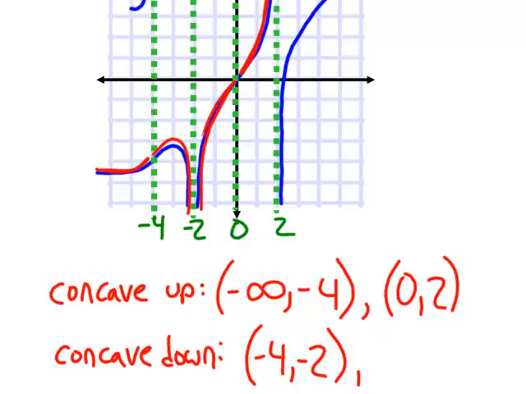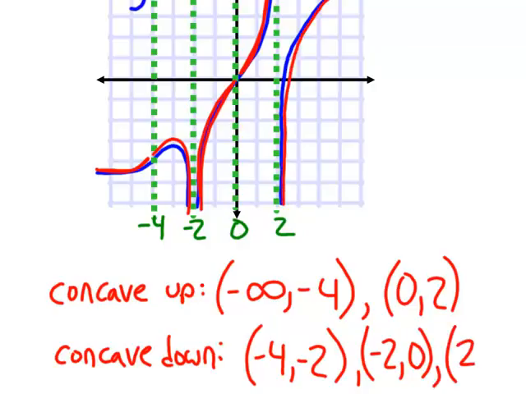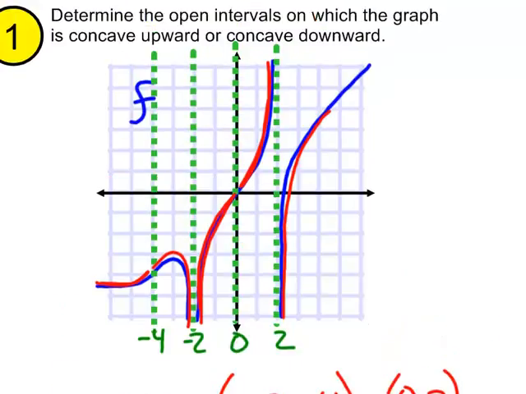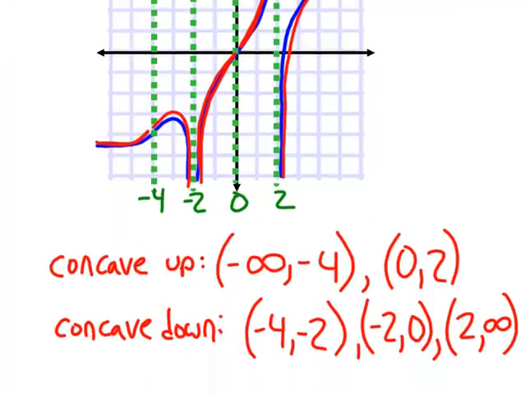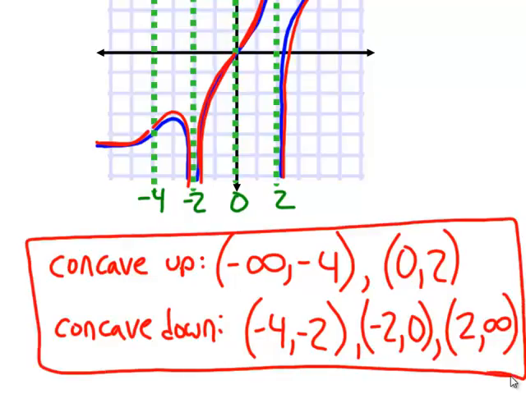From -2 to 0, and again, remember these are all x values that I'm writing here. These are all x intervals. And then from 2 all the way to infinity. And again, we're going to assume that it continues that way all the way to infinity. Whoops. Yeah, that was right, wasn't it? Yeah, 2 to infinity. And those are what we're asked for, the open intervals on which the graph is concave up or concave down. So put a box around it. We're done with this one.